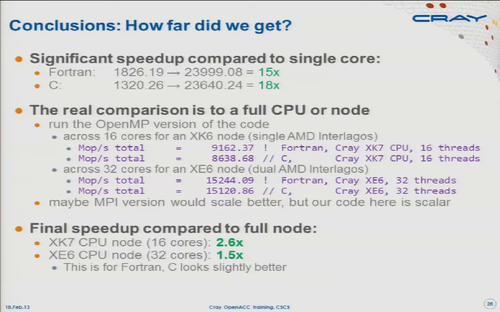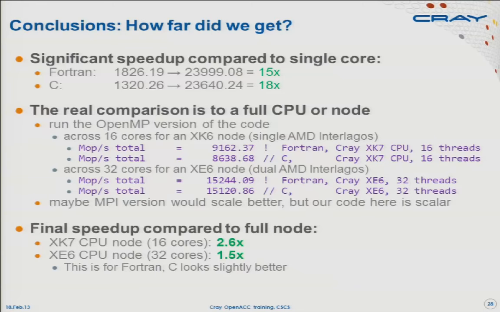But what happens if you look at a full CPU or a full node? Well, on the XK7, if you use all the threads of the Interlagos and you do OpenMP, the performance does improve, but it doesn't improve to anything like this. We're still 2.6 times faster on the GPU.